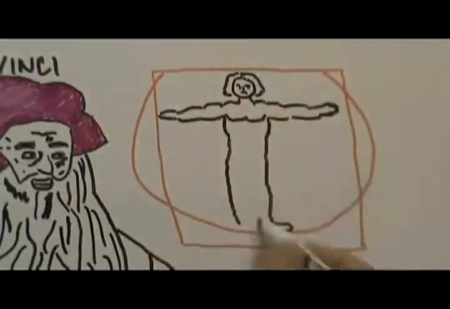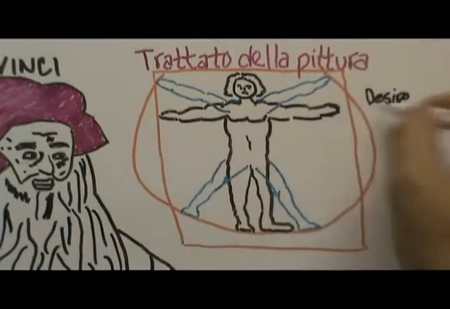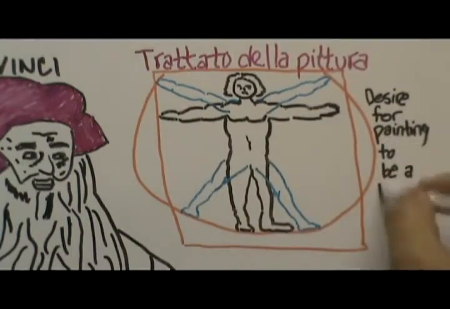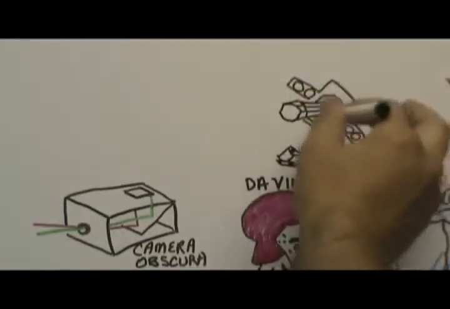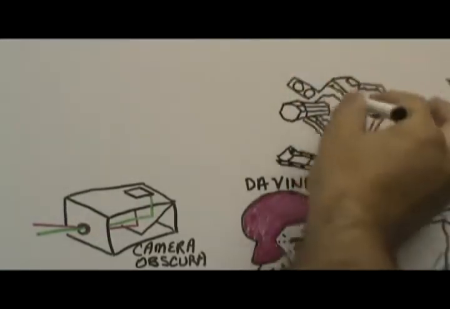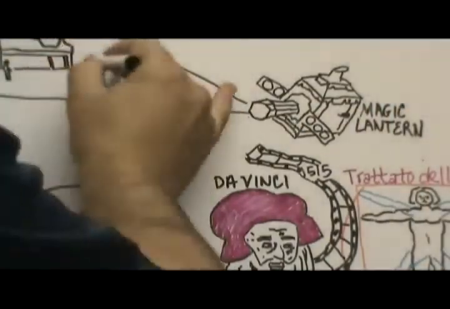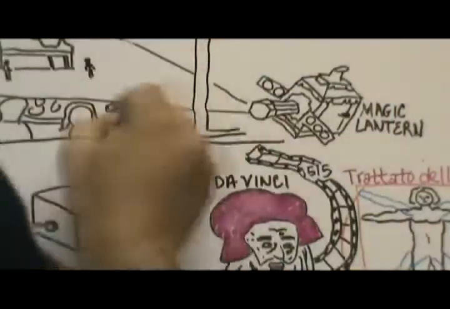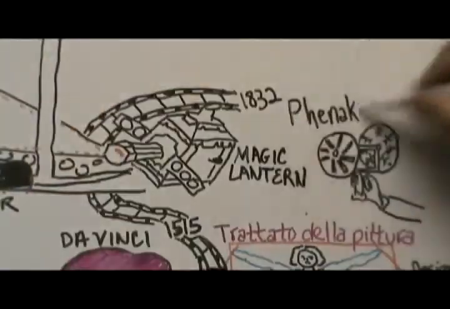Shortly after his death, those passages from his papers dealing with painting were combined into the Trattato della Pittura. This is where we find Da Vinci's desire for painting to be a living thing. In 1515, Da Vinci presented a drawing of a type of image projector, the magic lantern, which was later developed in the 17th century. In 1832, Joseph Plateau introduced the phenakistoscope.